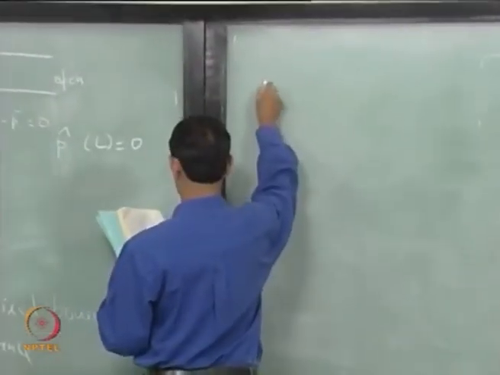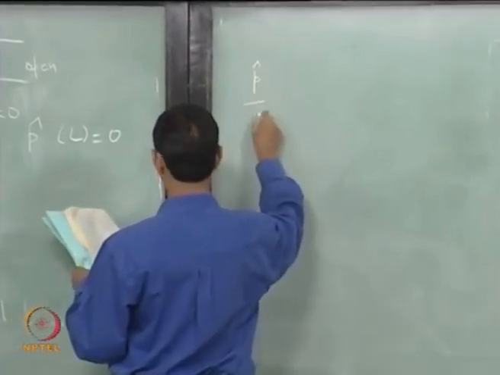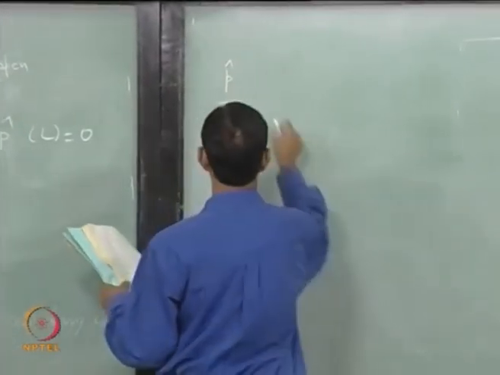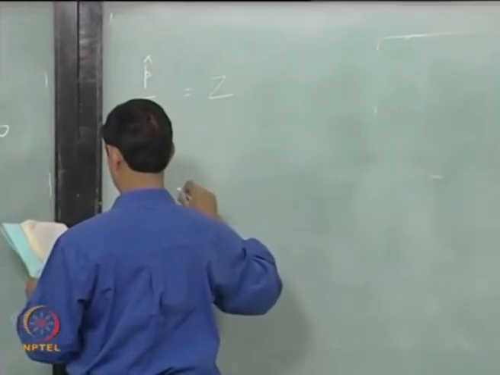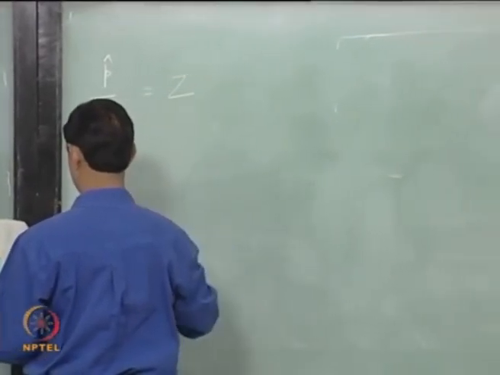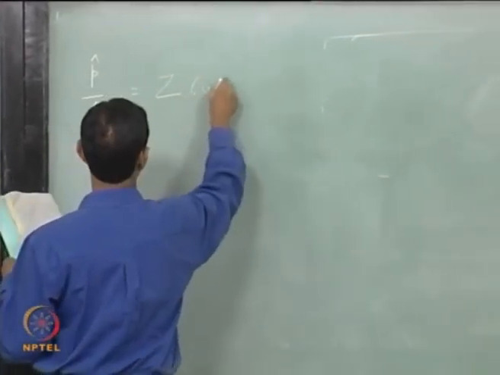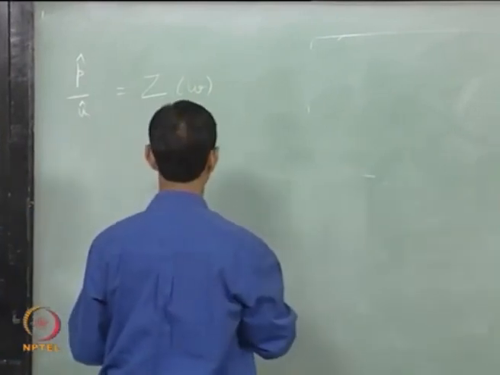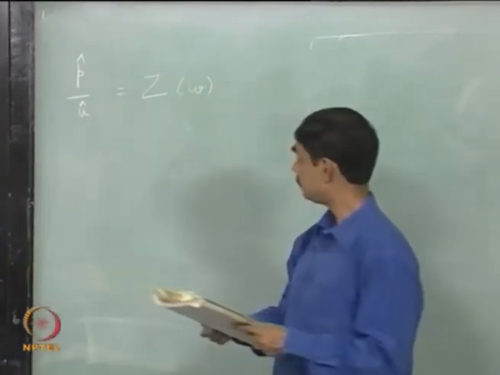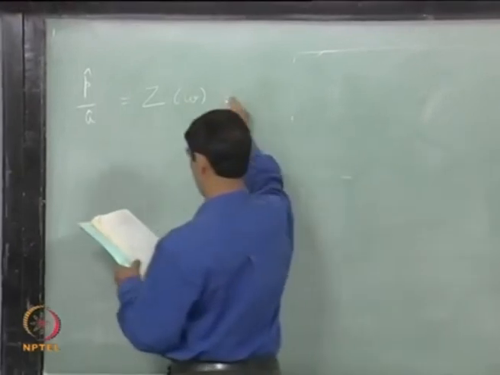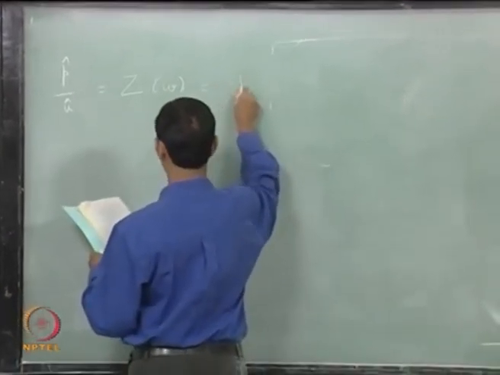So this quantity P hat over U hat is called Z, and in general it is a function of frequency, and this is called specific acoustic impedance.